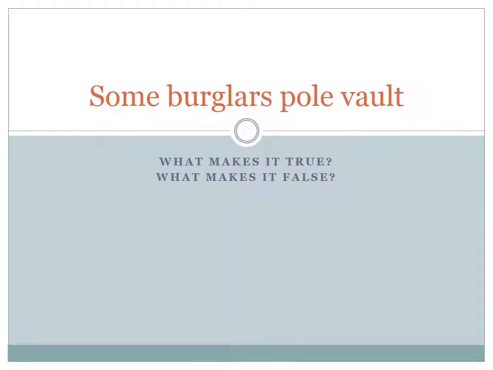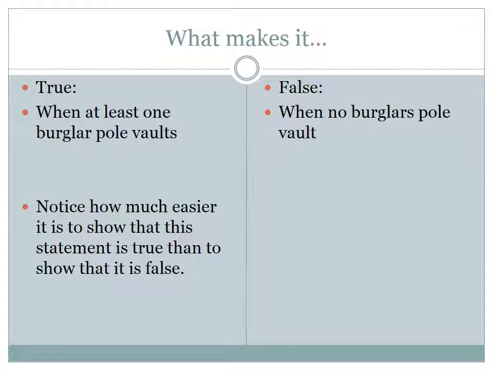On the opposite end of that spectrum are particular sentences like this one. Some burglars pole vault. Again, what makes it true? What makes it false? Well, look, the sentence is true if even one burglar pole vaults, right? Then it's true that some burglars pole vault, right? And so some, in logical terms, means at least one. And of course, this one is false when no burglar pole vaults.